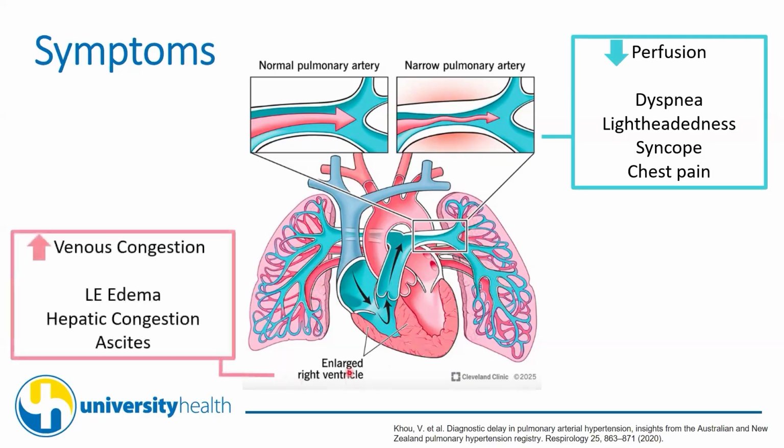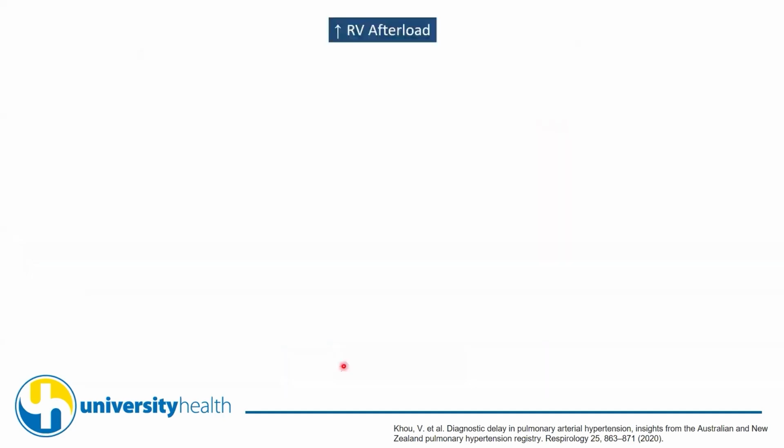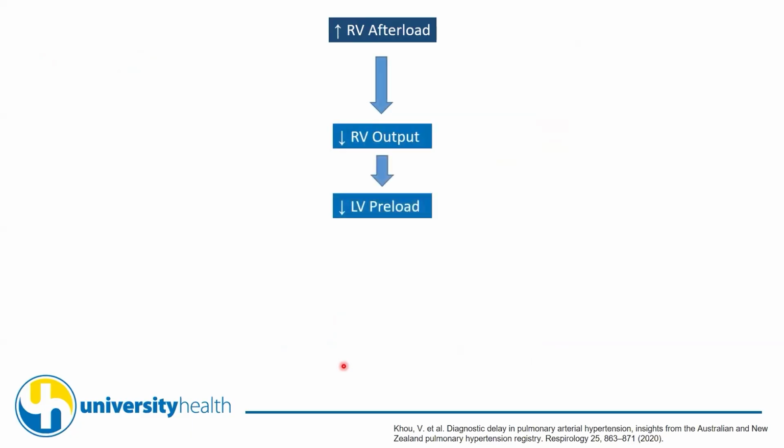So increased venous congestion, lower extremity edema, hepatic congestion, ascites. And what this leads to is this kind of cycle that is really difficult to control. So you have this increased RV afterload, which causes a decrease in RV output, which causes a decrease in LV preload, which causes a decrease in LV output.